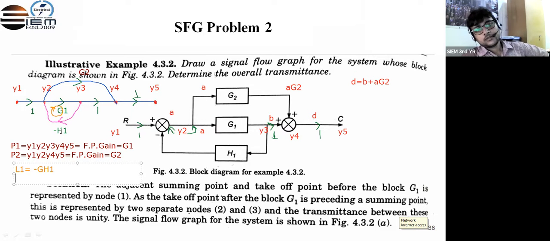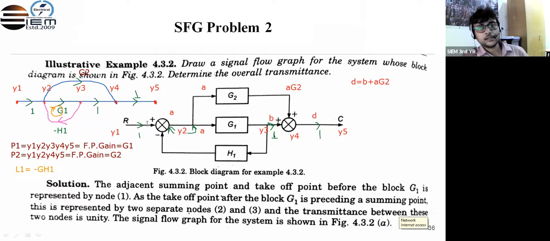Okay. Only one loop is present, that is minus G1 into H1, because another loop is not present. Why? Because it is y2, then y3, y4. No, the direction should be the same, the loop direction. So y2, y3, y4 is not possible. Okay, so only one loop is possible.